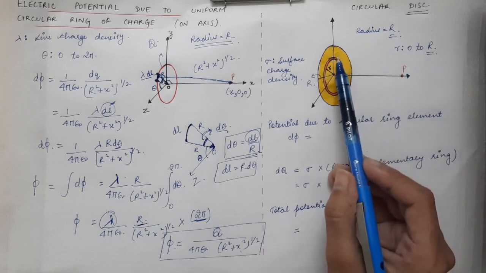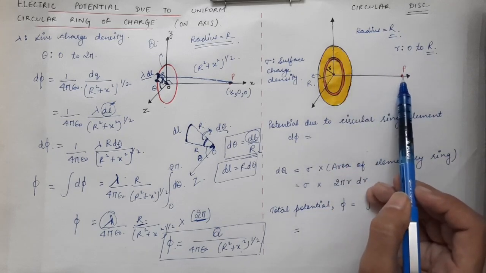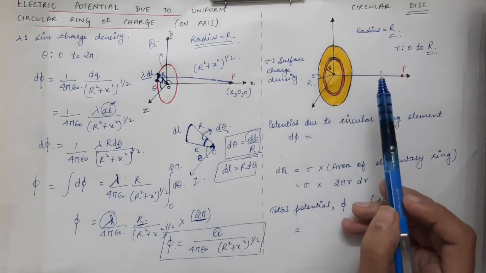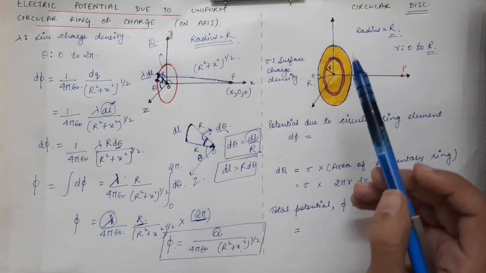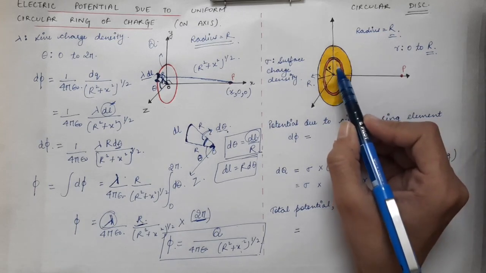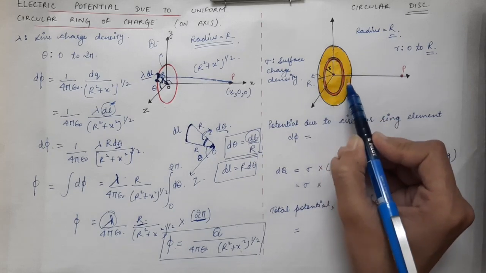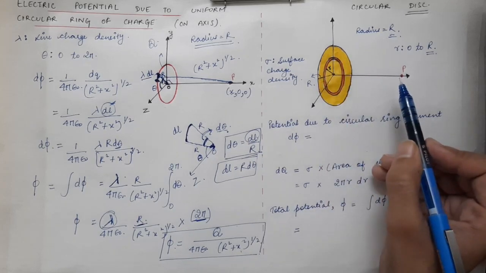That will give us the total electric potential at point P due to this whole circular disc. So we will do the integration after that. First of all, the main task is to find the electric potential at point P due to this elementary ring, which is shown in orange color.